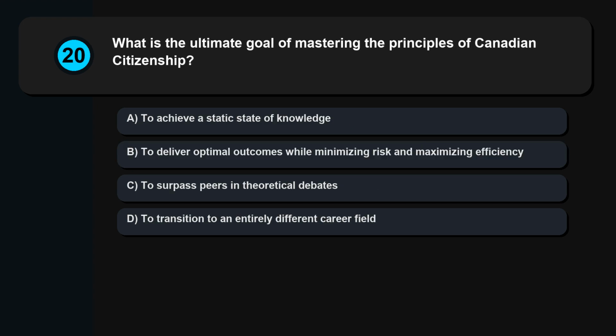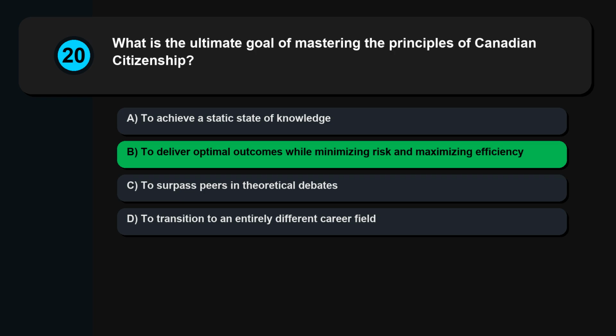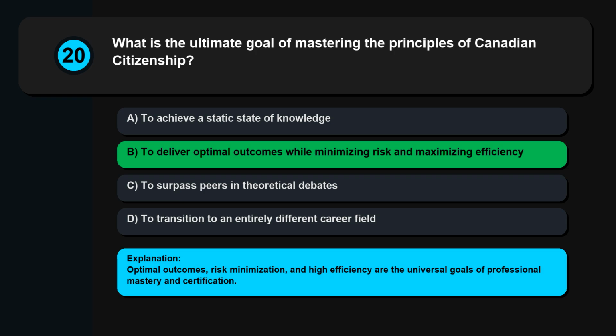Question 20. What is the ultimate goal of mastering the principles of Canadian citizenship? To achieve a static state of knowledge, to deliver optimal outcomes while minimizing risk and maximizing efficiency, to surpass peers in theoretical debates, to transition to an entirely different career field. Optimal outcomes, risk minimization, and high efficiency are the universal goals of professional mastery and certification.